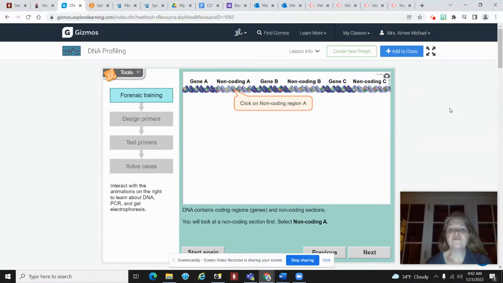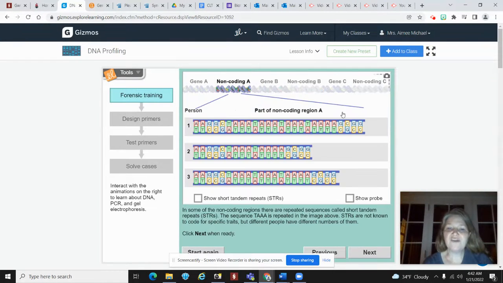So, for all of your regions like gene A, gene B, gene C, they have all of those nitrogen bases that code for proteins, and your ribosomes are producing proteins as a result of those instructions. Then you have sections in between that don't code for anything. If we click on this non-coding region, it's going to show us the DNA of three different people.